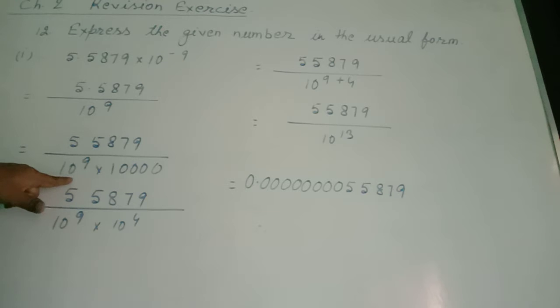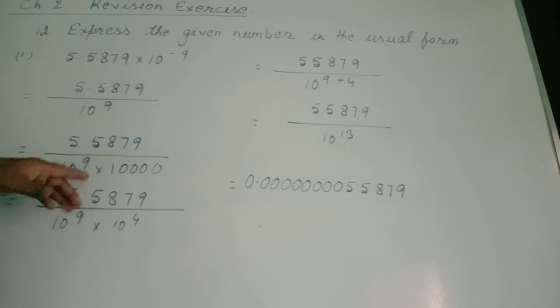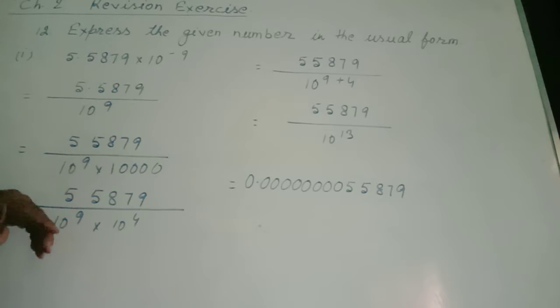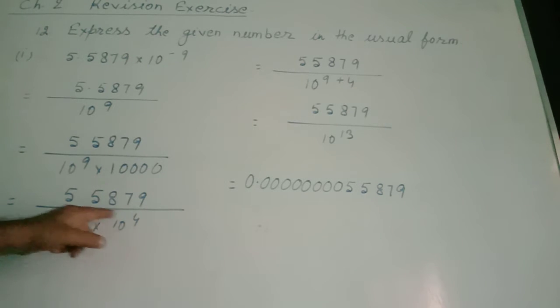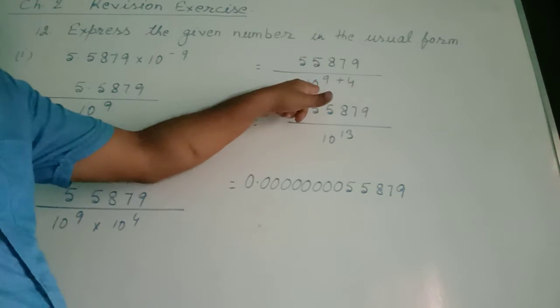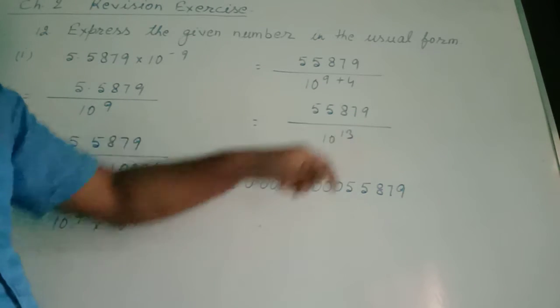This 10 to the power 9 came here, and there are 1, 2, 3, 4 digits before decimal, so we gave 4 zeros with 1, and in this way we got 55879 by 10 to the power 9 into 10 to the power 4, as there are 4 zeros. Here the bases are same, so the powers will be added because this is in the form of multiplication. Therefore 55879 by 10 to the power 9 plus 4. This became 55879 by 10 to the power 13.